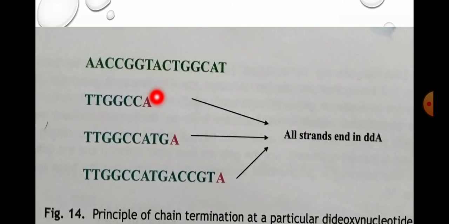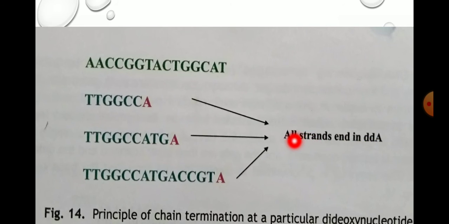It could not be extended further because of the chain termination process, because of the absence of the 3' OH group in the given chain. So all strands end in ddA.